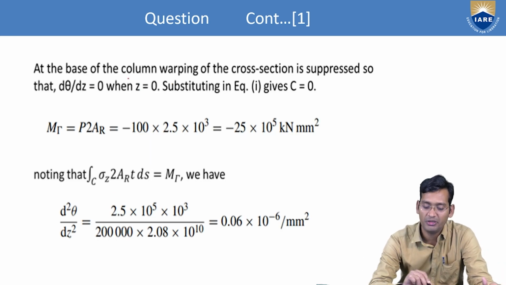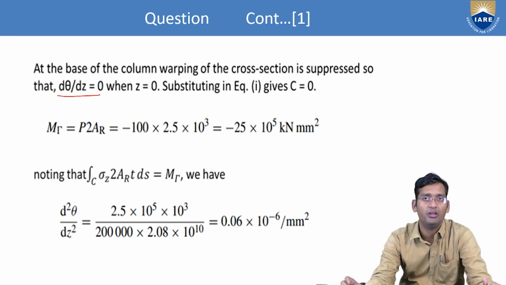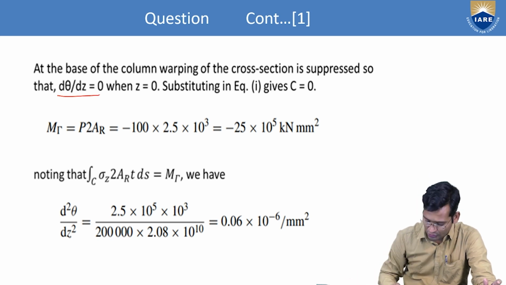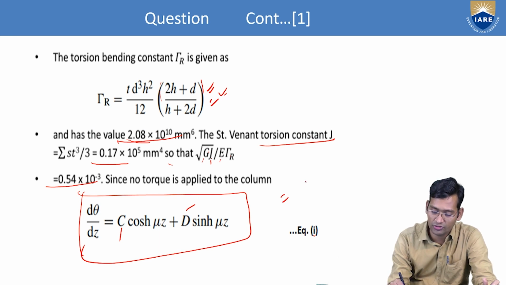At the base of the column, warping of the cross section is suppressed. Show that dθ/dz equals 0 when z is 0. So when z is 0, dθ/dz equals 0. Substitute in equation 1. After substituting here, what will you get? dθ/dz equals 0.